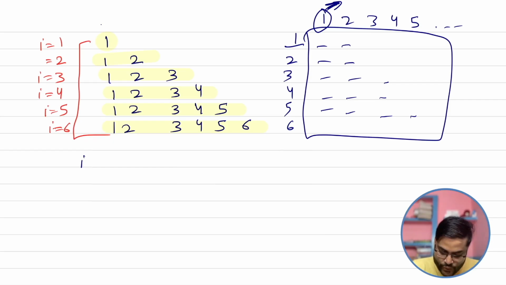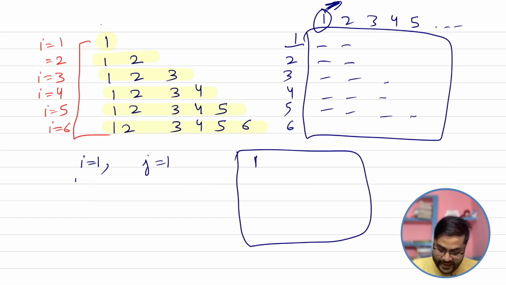So for I equals 1, J will be 1. If you print J, 1 will be printed. This is our output. For I equals 2, J will be 1 and it will run till I, so 2. We are doing nothing else, only printing J.